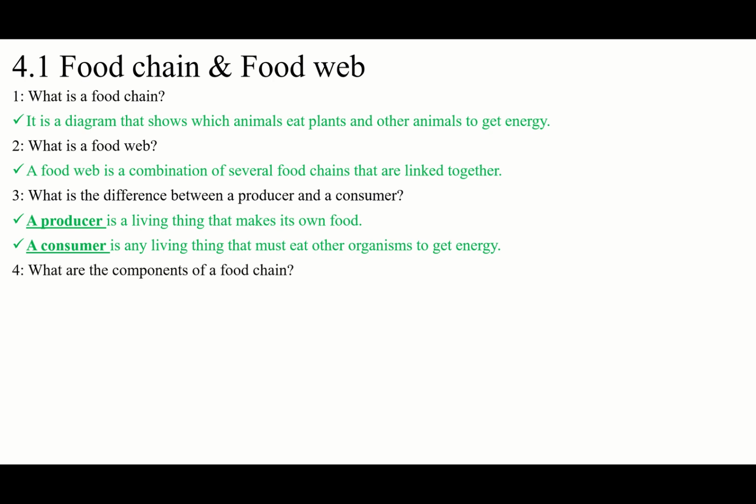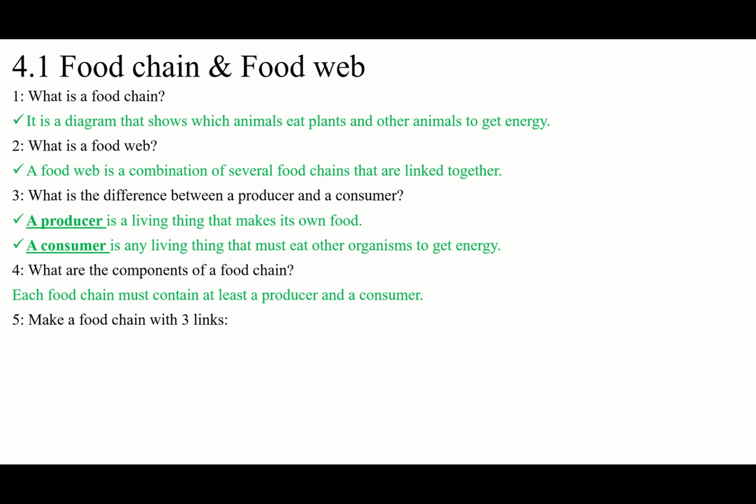Number four, what are the components of the food chain? It means what should we have in a food chain? Yeah, let's start. You have 10 seconds. Great. We must have at least a producer and a consumer. So for each food chain, without at least a producer and a consumer, there is no food chain. Be careful. So let's go ahead.